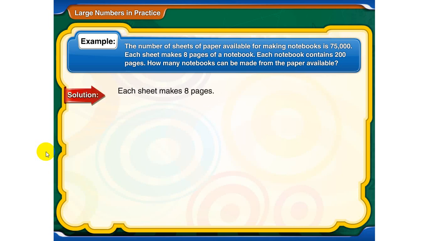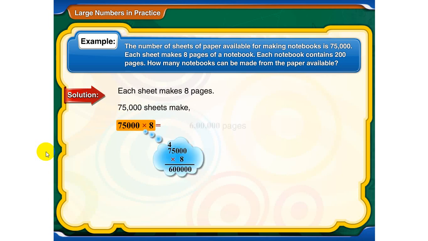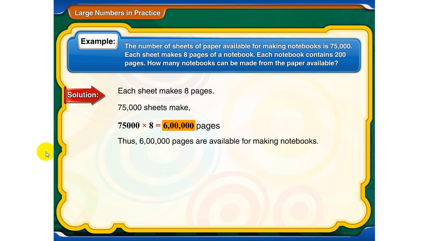Solution. Each sheet makes 8 pages. Hence, 75,000 sheets will make 8 into 75,000 pages. Now, if we multiply 8 with 75,000, we get 6 lakh pages. Thus, 6 lakh pages are available for making notebooks.